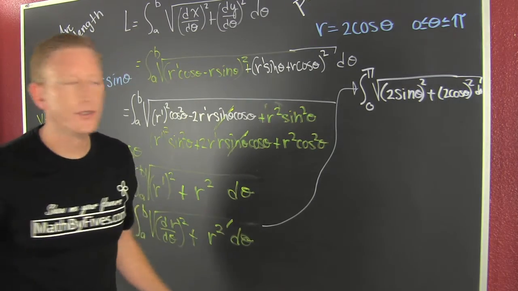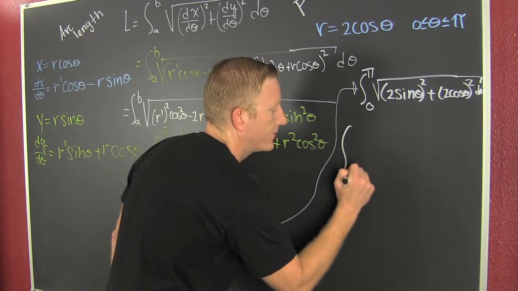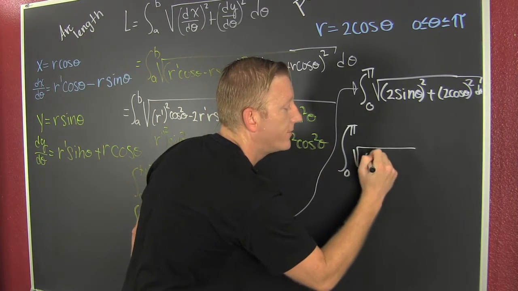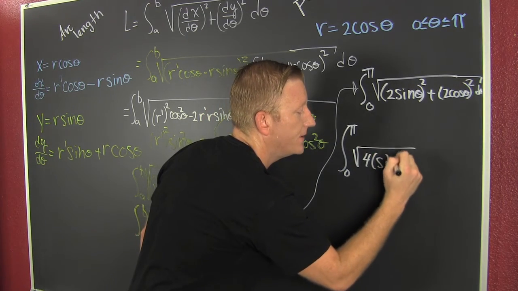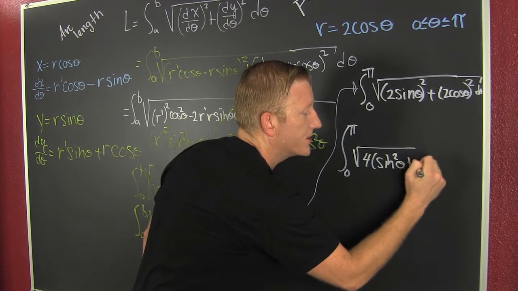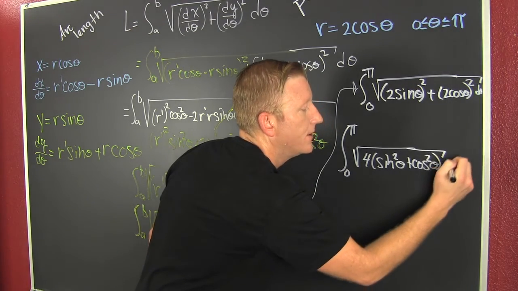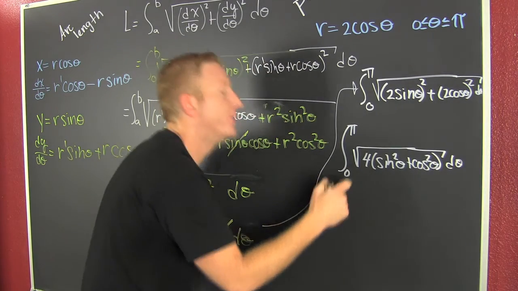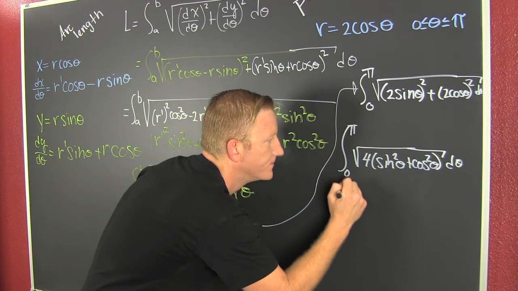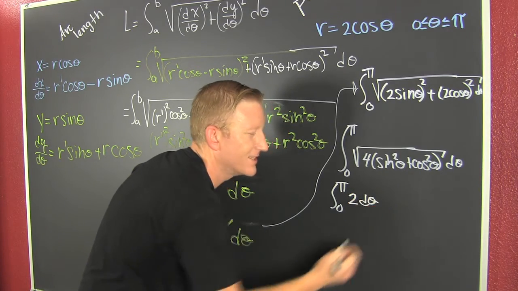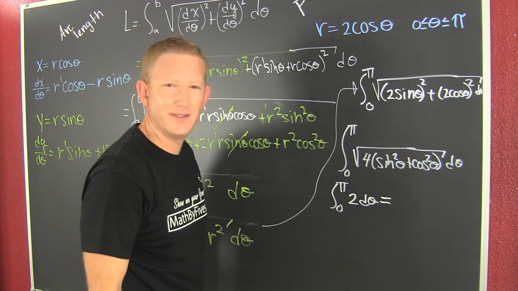Look at the nice numbered world you live in. This is the integral from 0 to pi of the square root of 4 times sine squared theta plus cosine squared theta, d theta. Doesn't that turn out to be 2 pi?